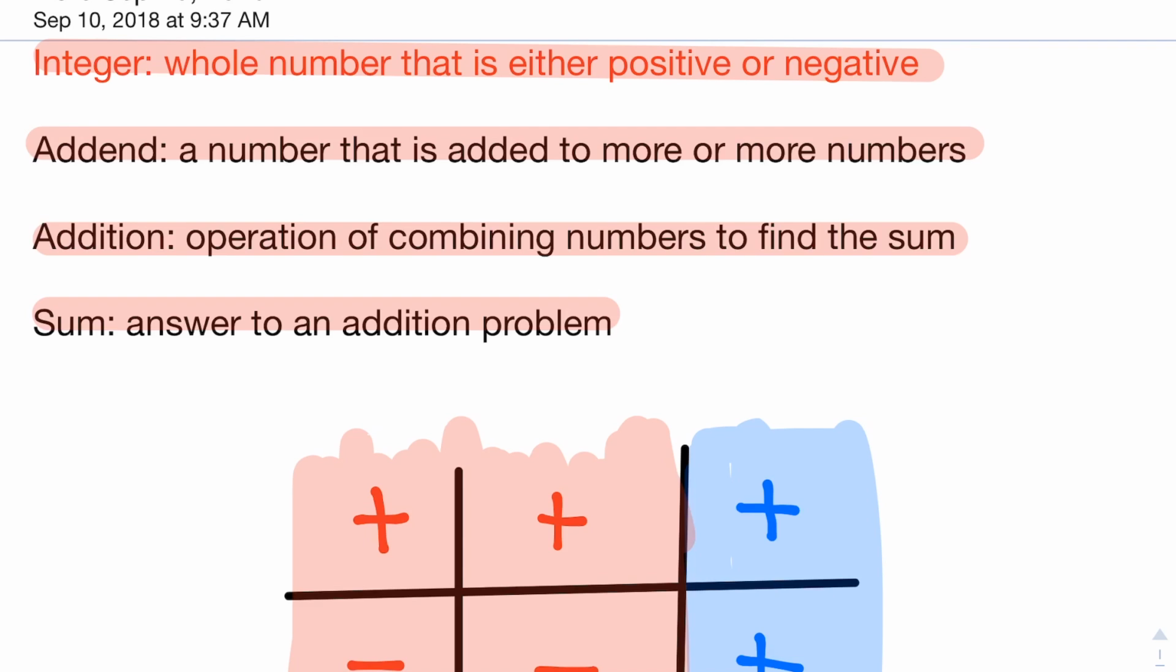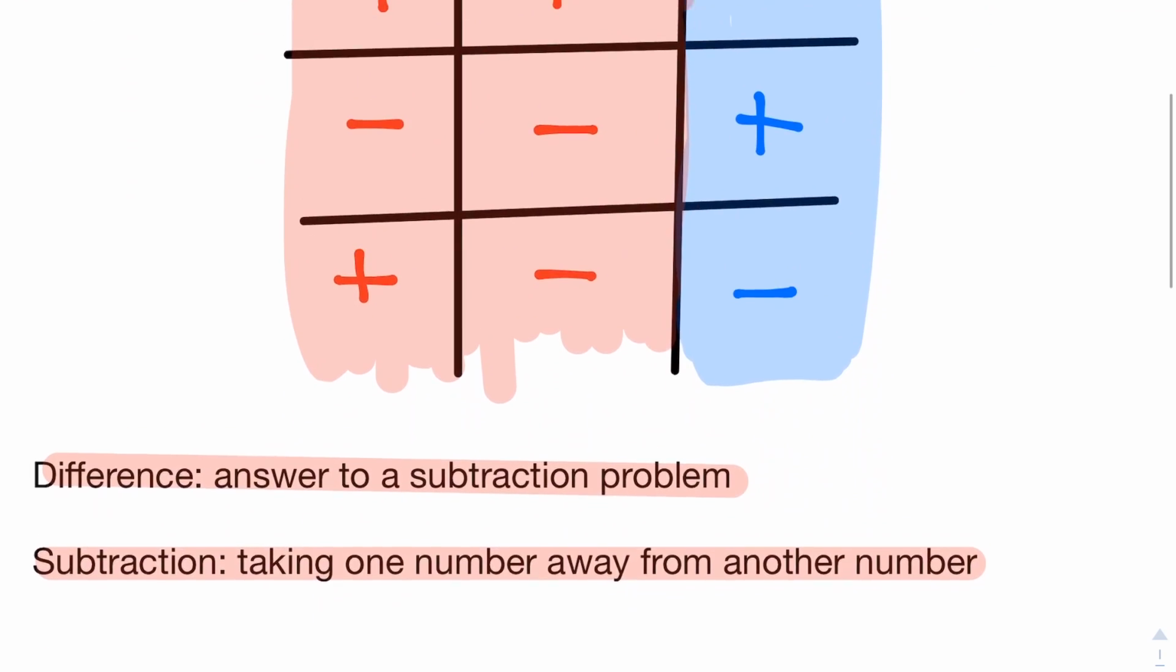Just as a reminder, an integer is a whole number that is either positive or negative. The addends are the numbers being added together or put together. Addition is the operation of combining numbers to find the sum, and the sum is the answer to the problem.